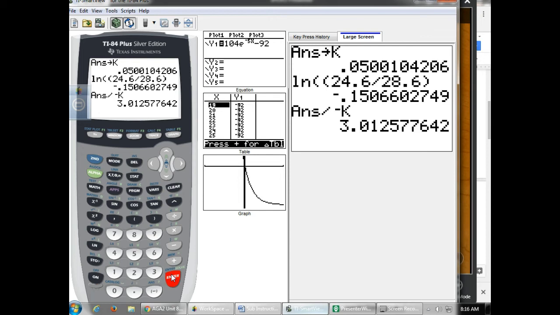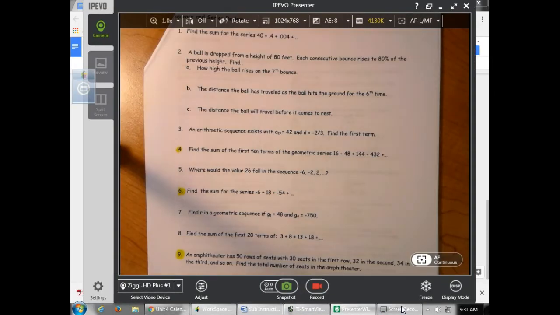And so the time is going to be roughly 3.01257. So what we're going to have to do with that is figure out what that means in terms of time. So 3.012, 3.013.